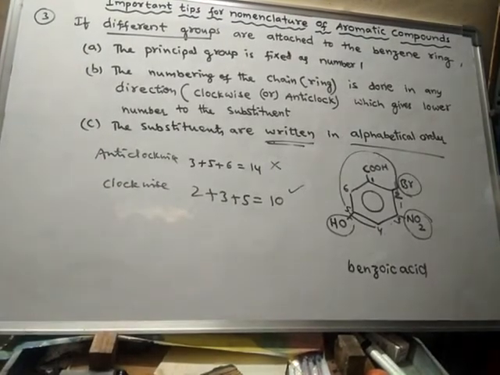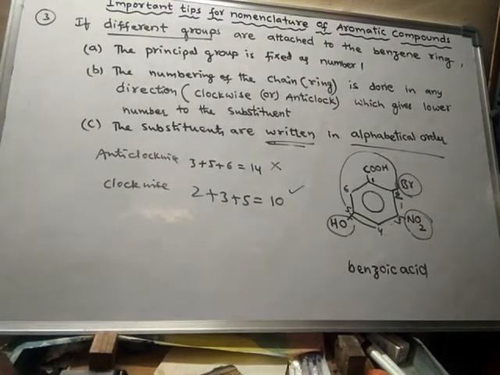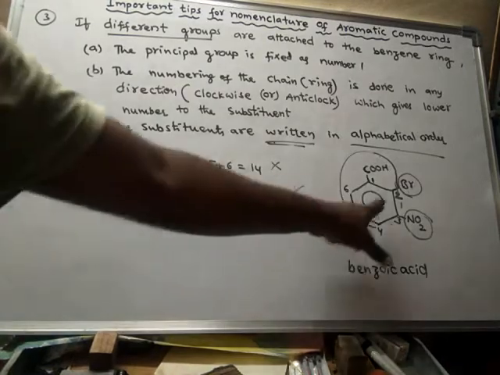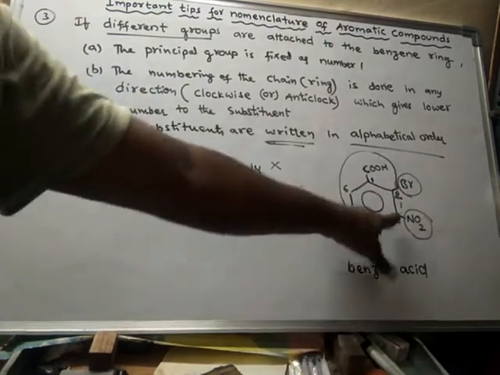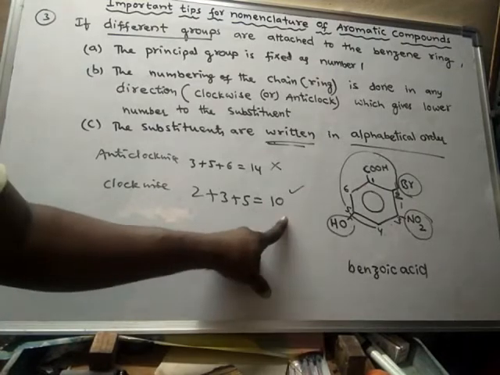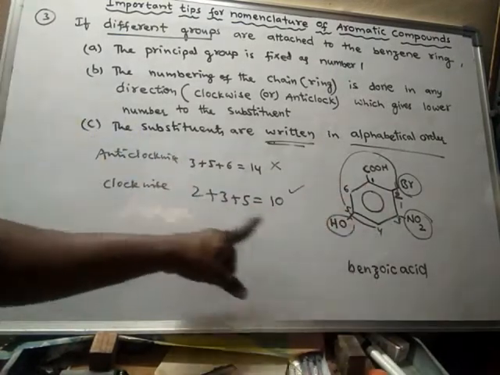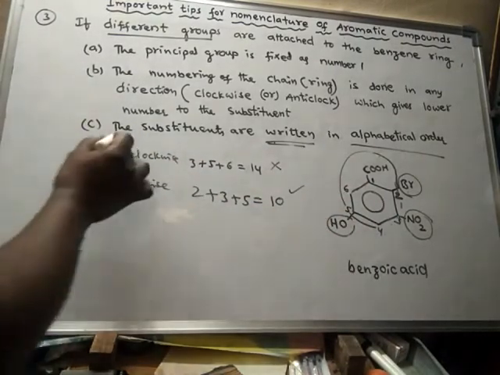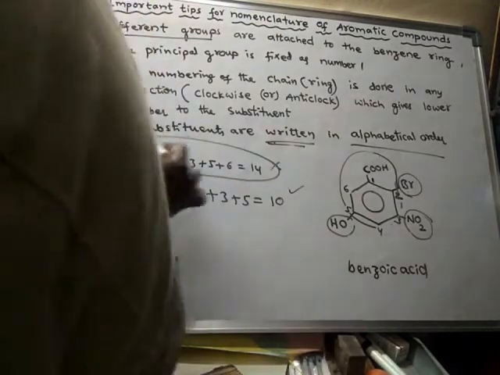Okay, we may give numbering in any direction, but the sum of the locants, or else the locant position, should be lower. The lower the number of the substituent should be lower, or else the sum of the locants should be lower. So here, if we follow numbering in clockwise direction, then we are getting the sum of the locants only 10. So follow clockwise direction. Anti-clockwise direction is wrong numbering.